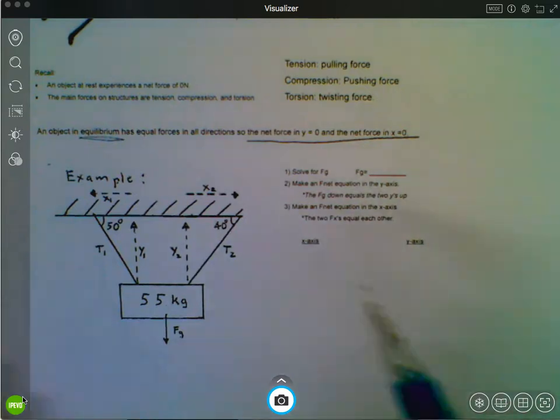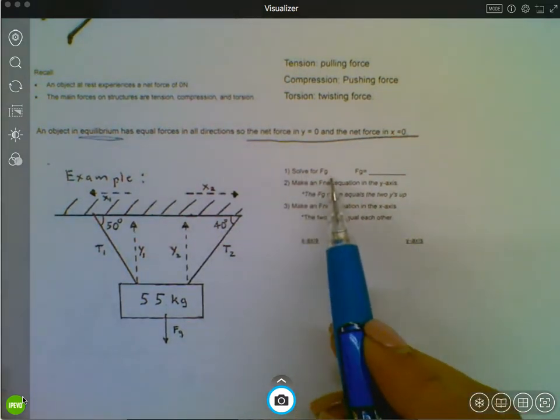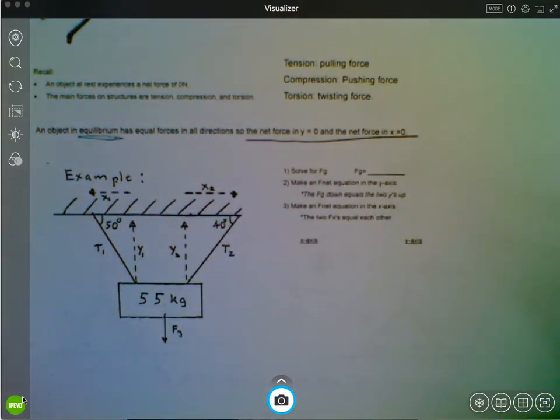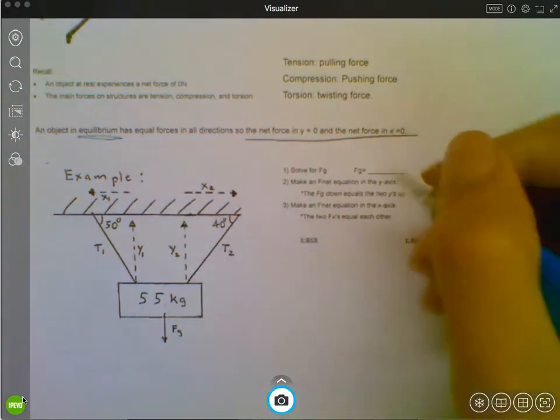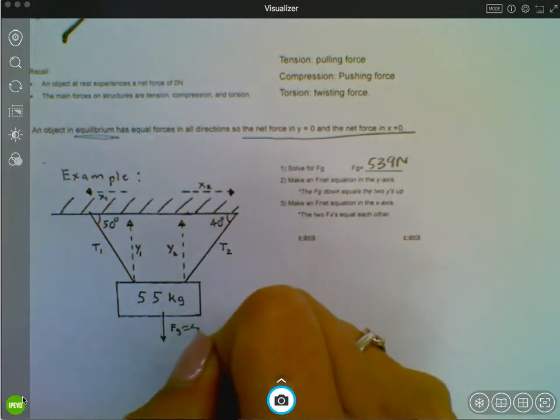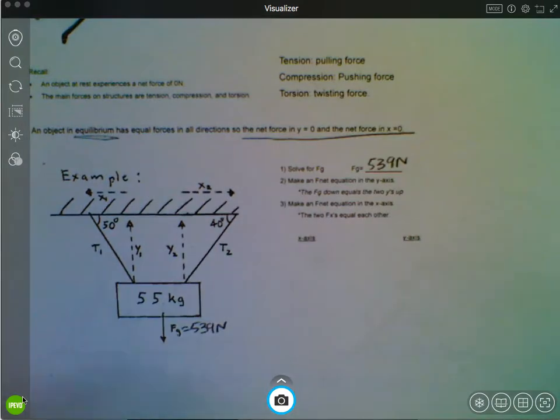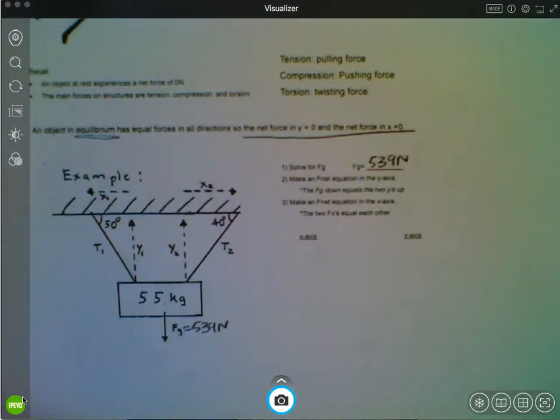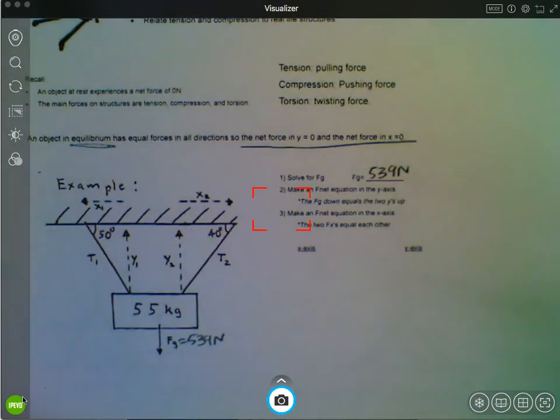First thing you're going to do, and here's some steps, is to solve for Fg. You always want to find the weight of the object first. So if the object is 55 kilograms, 55 times 9.8 is 539 newtons. So this is 539 in the downward direction. Try to focus this a little better.